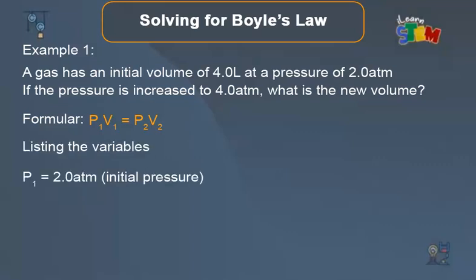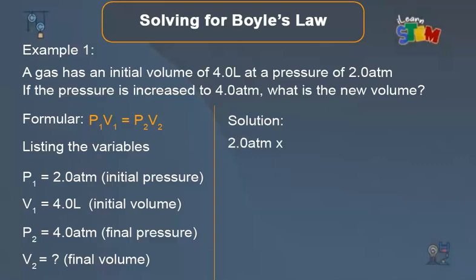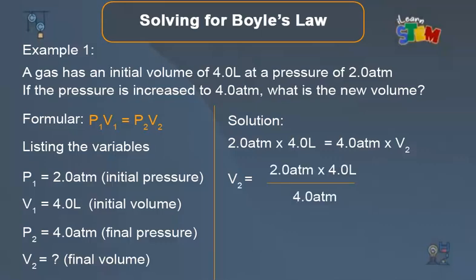Listing the variables. P1 is equal to 2.0 atmosphere, initial pressure. V1 is equal to 4.0 liters, initial volume. P2 is equal to 4.0 atmosphere, final pressure. V2 equals final volume. Solution. Substitute the given values. P1, which is 2.0 atmosphere, times V1, which is 4.0 liters, equals P2, which is 4.0 atmosphere, times V2. Therefore, V2 is equal to 2.0 atmosphere times 4.0 liters, all over 4.0 atmosphere.